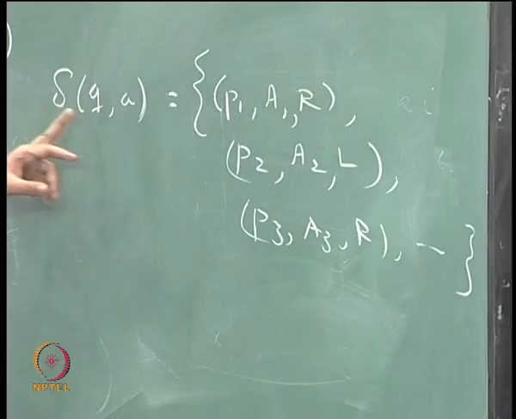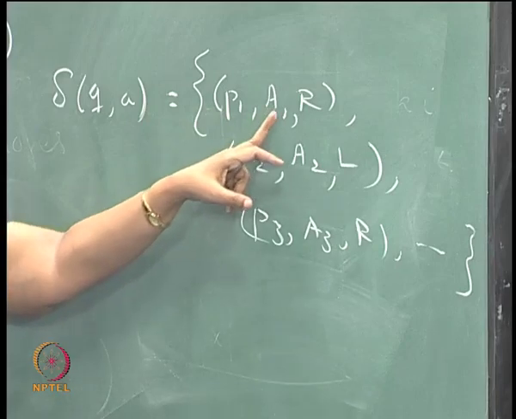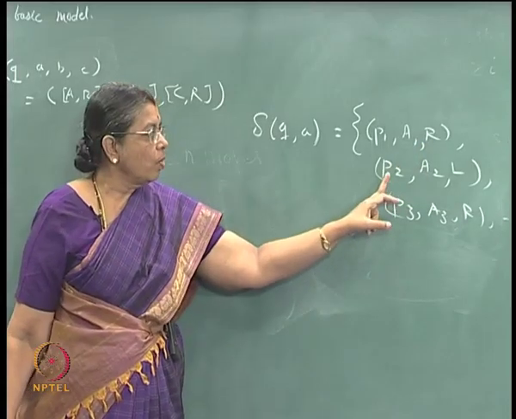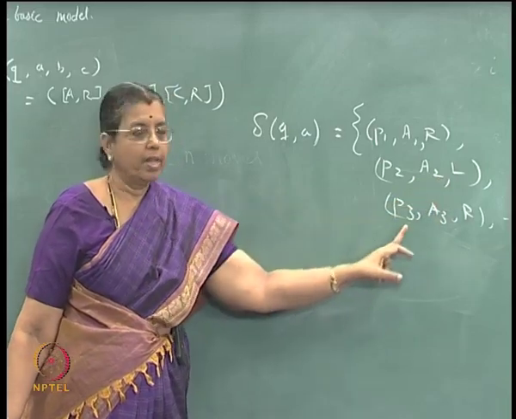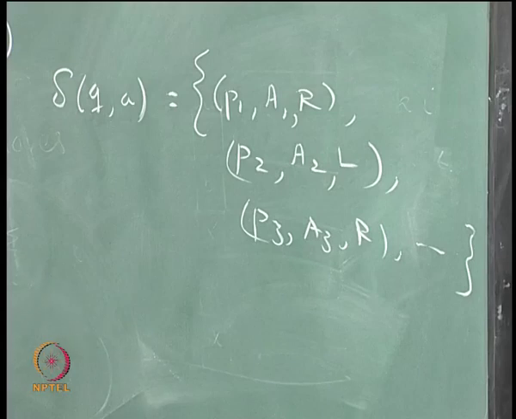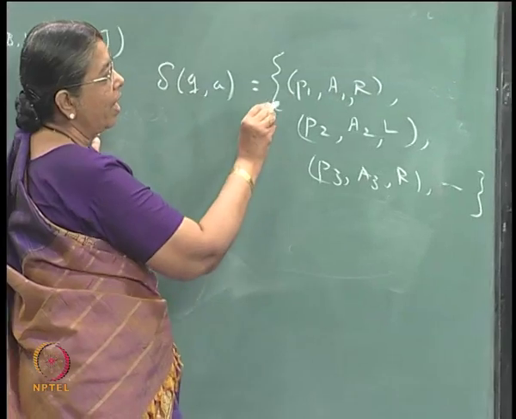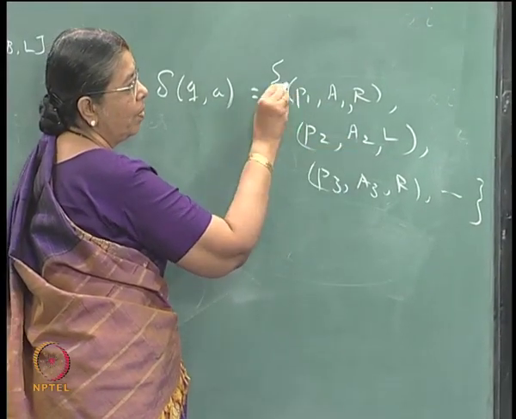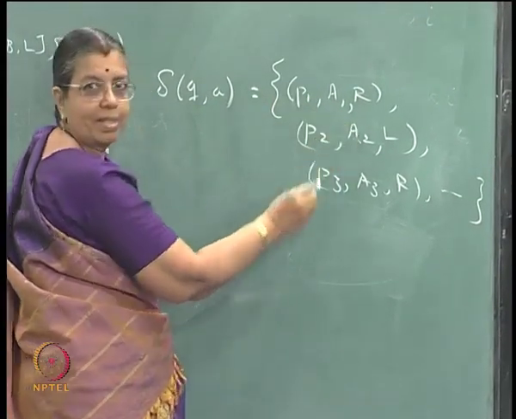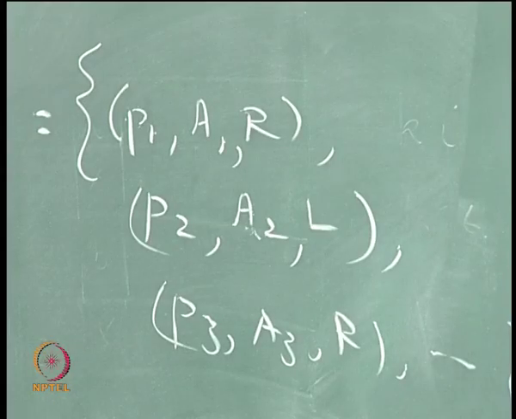When you are in state q and reading a symbol a, then either you can go to p1, print a1 and move right, or you can go to p2, print a2, move left, or go to p3, print a3 and move right. It is like this, but please remember that it cannot go to p1, print a2, you cannot combine like this. The triples are specified, it has to choose one of the triples, right.